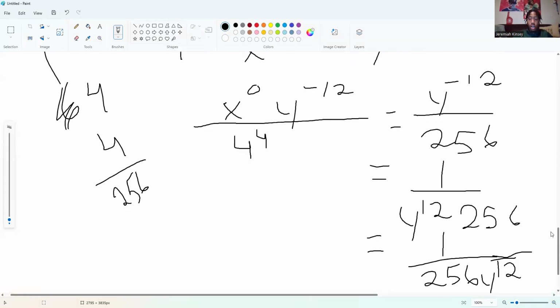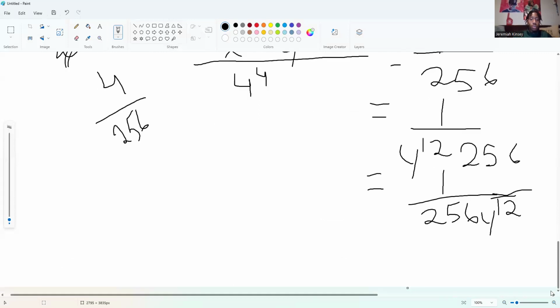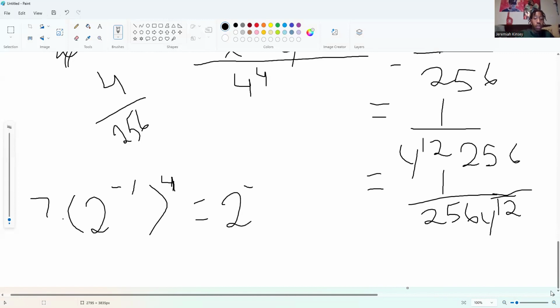All right. Great job. You're doing great. And then we got two more. So we've got number 7. We've got 2 to the negative 1 raised to the fourth power. Yikes. All right. Same thing. We just distribute that exponent 4 to the 2. So then that's going to be 2 to the negative 4.